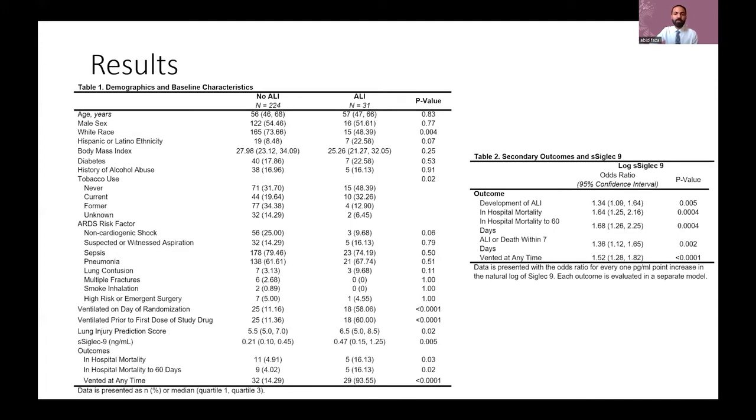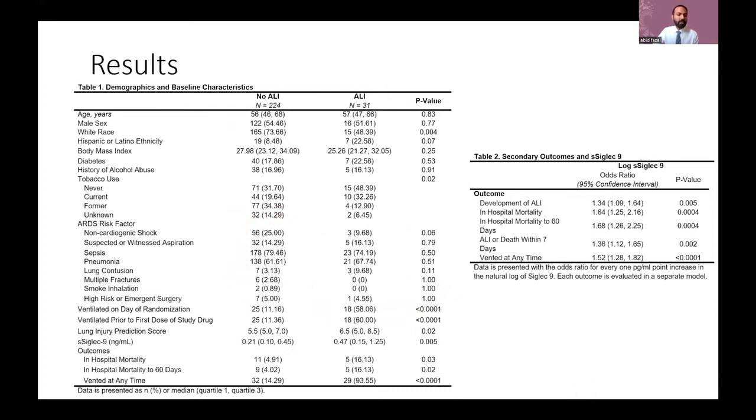In total, we had 255 patients included in this study, with 31 of these patients going on to develop acute lung injury. Looking at demographic differences, a higher proportion of patients without acute lung injury were white, and there were differences in smoking history between the two groups. But besides that, there were no other differences in demographic characteristics or ARDS-related risk factors, looking at the LIPS score.